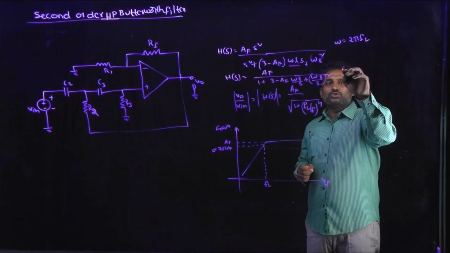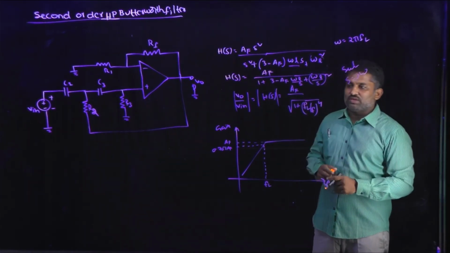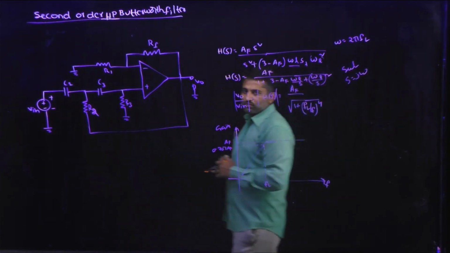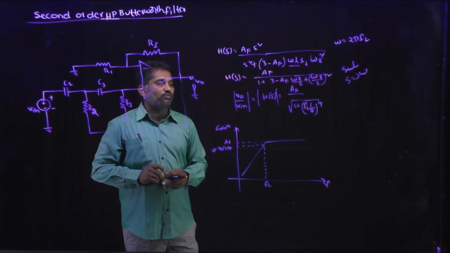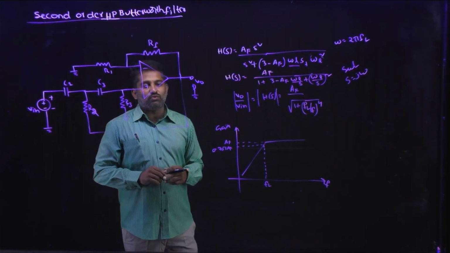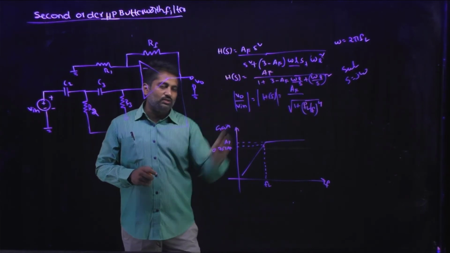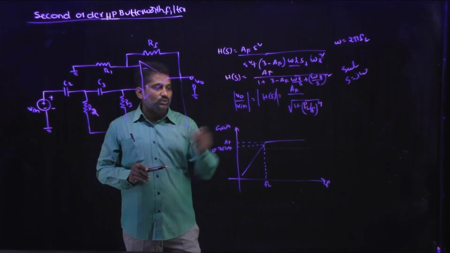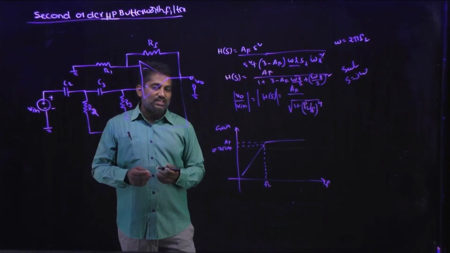Substitute s equal to j omega, then you will get the final transfer function, that will be equal to AF divided by square root of 1 plus (FL by F) whole to the power of 4. So by using this transfer function, which is also taken as gain, we can easily calculate the frequency response.